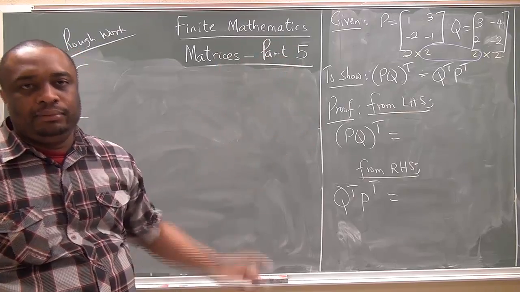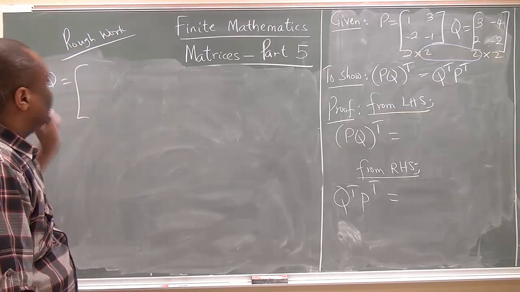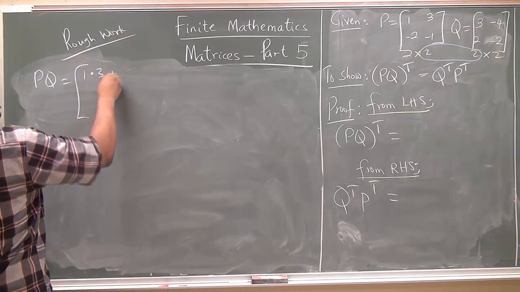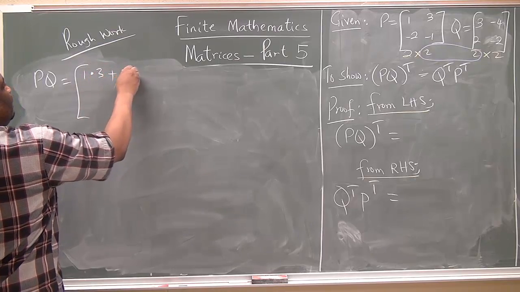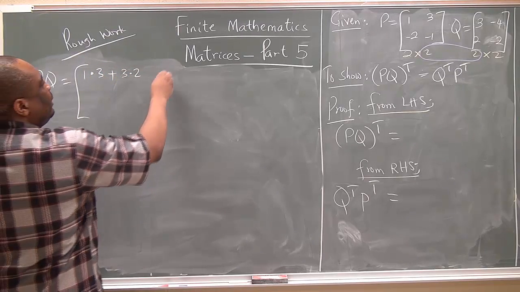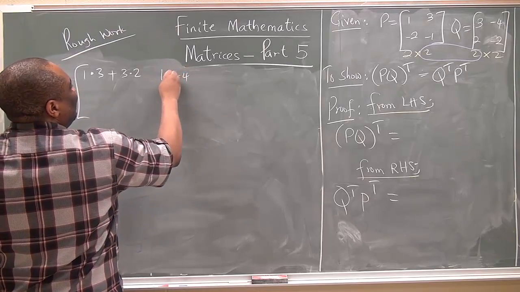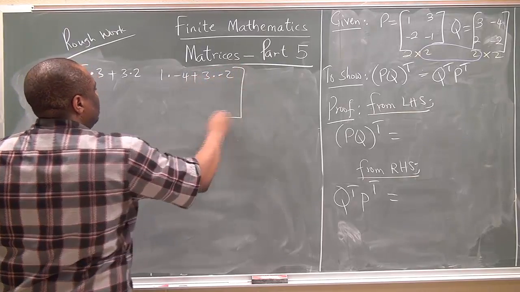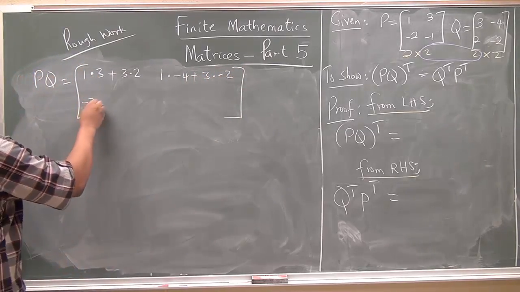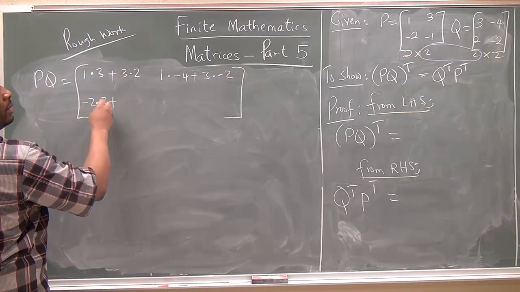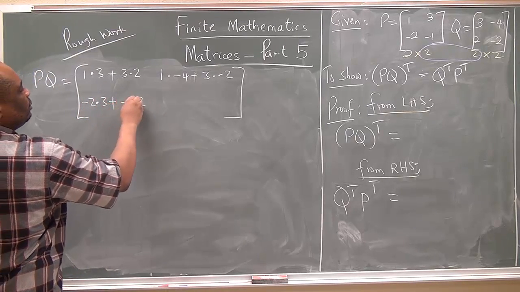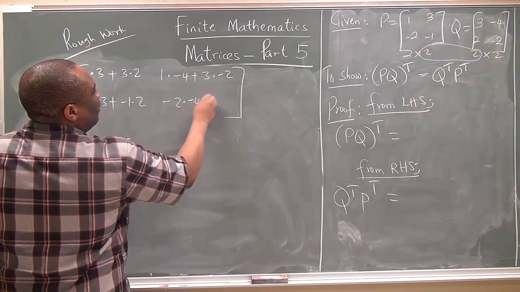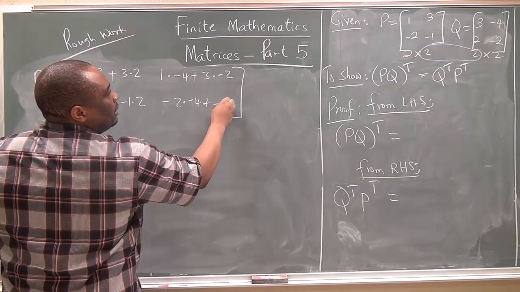I did this in previous videos. So this will be row by column: 1 times 3 plus 3 times 2, then 1 times negative 4 plus 3 times negative 2, then negative 2 times 3 plus negative 1 times 2, then negative 2 times negative 4 plus negative 1 times negative 2.